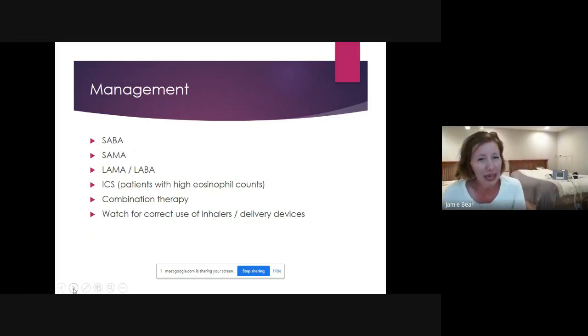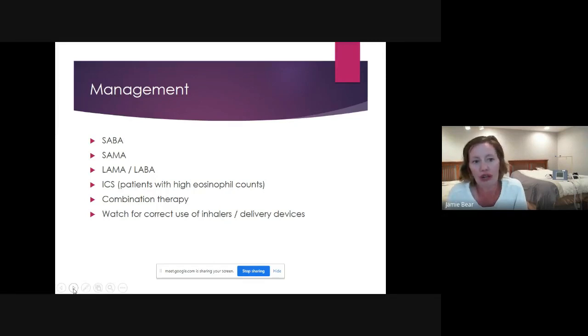Then inhaled corticosteroids are only given to patients with high eosinophil counts, and the reason why is because the problem with COPD is bronchoconstriction, not inflammation. And so if they don't have those inflammatory markers, then it's really just going to add more medications. And when you give steroids, there's always a slight risk of increasing co-infections, just because steroids do reduce the immune response.